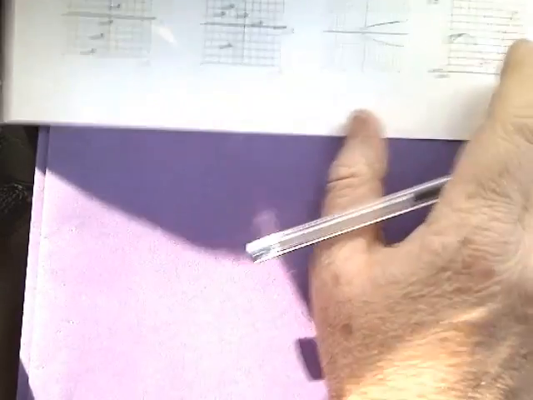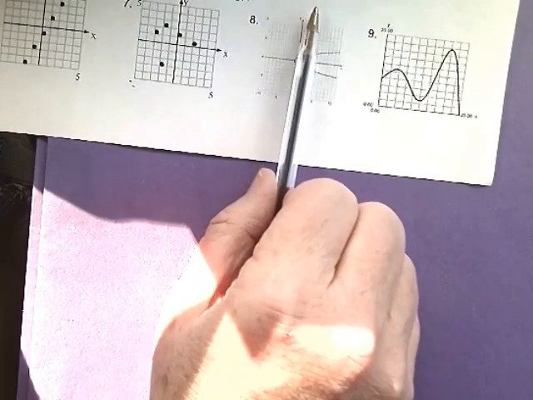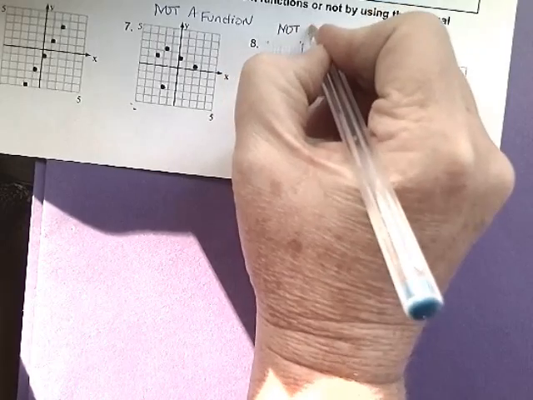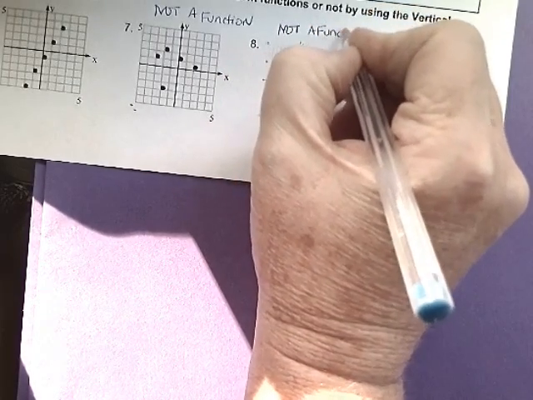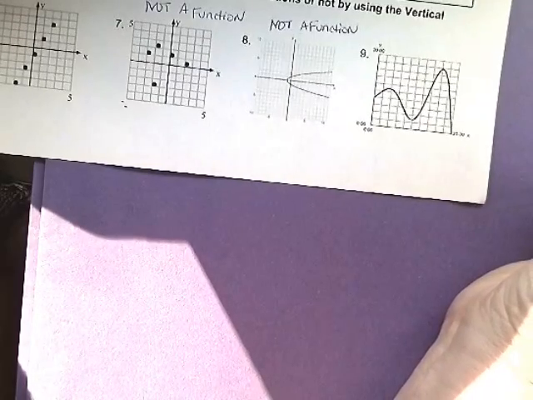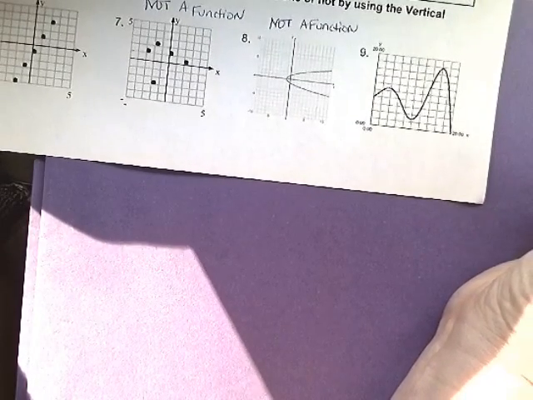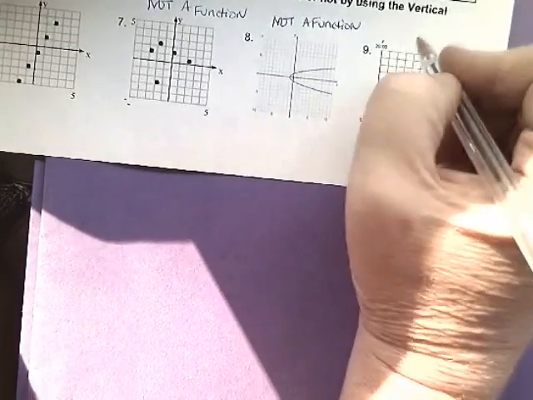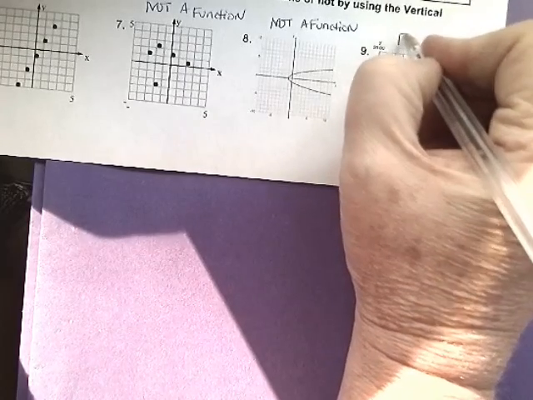Number 8, you just imagine sliding a pencil or a straight line across and it touches it twice, so it is not a function. Number 9, even though it's curvy, it does pass the function test, so yes, it is a function.